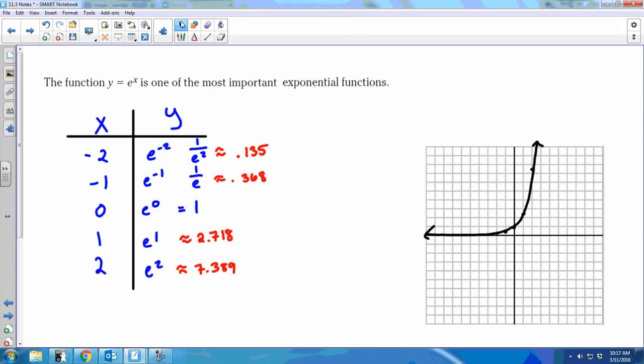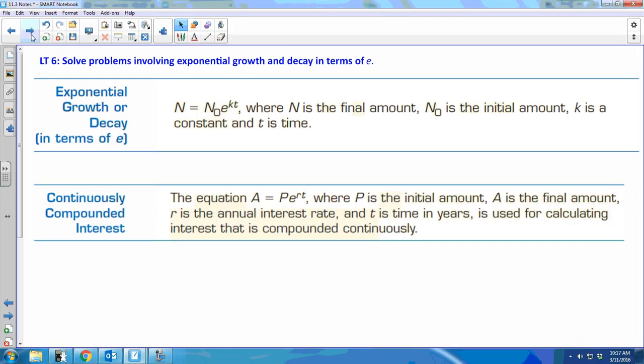So then, just like in learning target 5, we have growth and decay and interest equations that use e specifically. The first one I want you to know, but a lot of the time we're not going to have to actually fill this one in. They're going to give you some equation for exponential growth and decay in terms of e. And then the compound interest equation is a little bit different from the one before, and it has a specific use. So we'll talk about both of those.